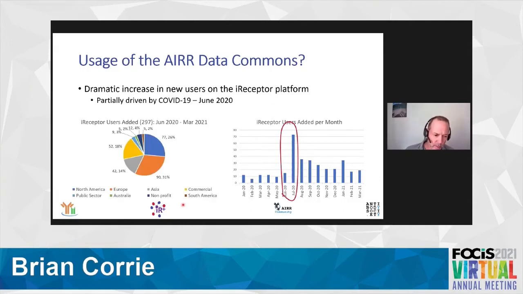One other thing that's worth pointing out is that the usage of the AIRR Data Commons is quite broad. So we have international users, a very large number of users from North America, Europe, and Asia. Another interesting thing to point out is there's a significant number of commercial and government users as well. So this yellow slice over here, this 52%, or 18% and 52 users between June and March of the last year. So it's a very active and international platform.